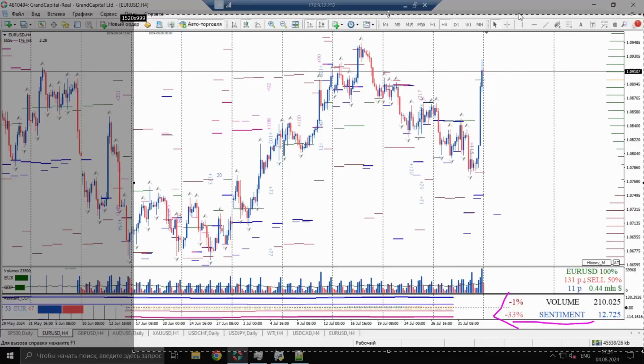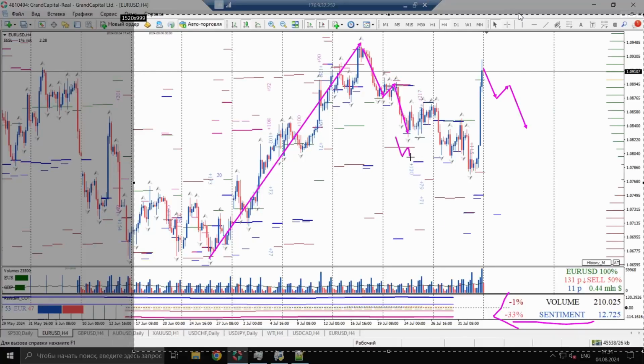Let's immediately turn to the data from the Commodity Futures Trading Commission, which shows a decrease in buyers by 33%. This suggests that there is a high probability of a correctional decline in the euro for the upcoming trading week, which actually works in our favor.